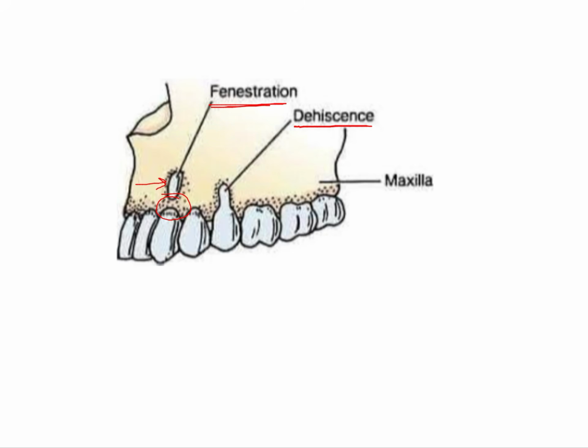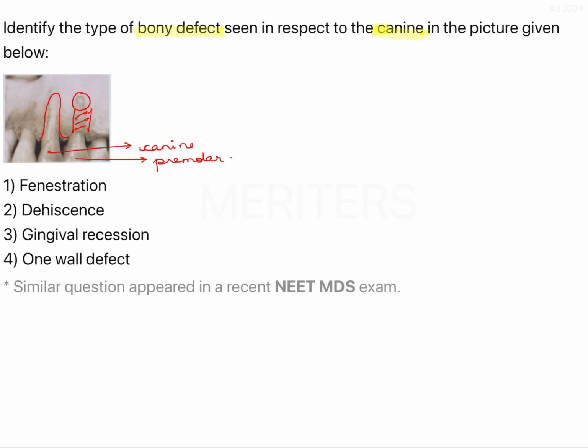On the other hand, dehiscence is a continuous defect that includes the marginal bone around the tooth. It does not have a window like fenestration. So in the given question, canine has dehiscence and premolar has fenestration, right? Gingival recession would mean that only soft tissue has receded. In the given case, the bone has receded, and one wall defect would mean only one wall is present.